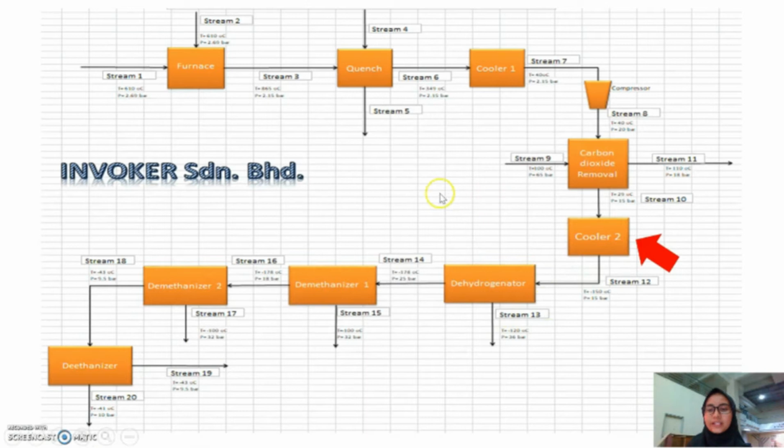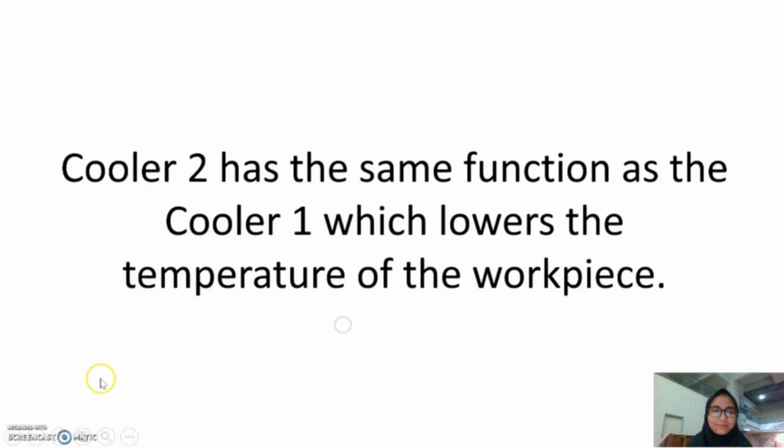Now I will let you explain the cooler 2. Cooler 2 has the same function as cooler 1, which is that it will only reduce the temperature of the stream so that it will have the efficient temperature at the dehydrogenator. Okay, this is the function.